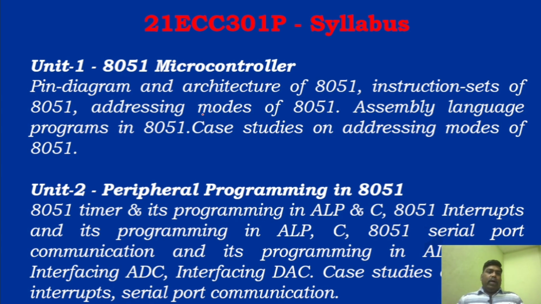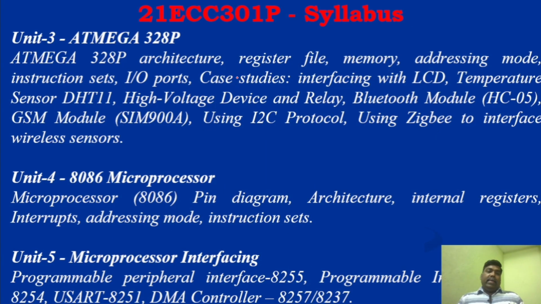Coming to unit 1, you will study basic information about the 8051 microcontroller, where you will study the pin diagram, architecture, instruction sets, and addressing modes of the 8051. Unit 2 is all about peripheral programming in the 8051. You will study various programming and interfacing of DAC and ADC in unit 2. And unit 3 is very important, where you will study the ATmega controller, its architecture, pin diagrams, and how the interfacing works. It will help you in the perspective of your project.